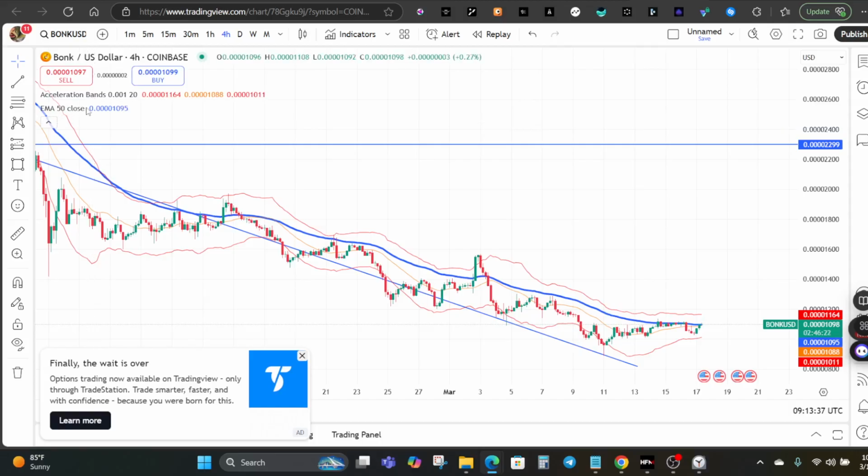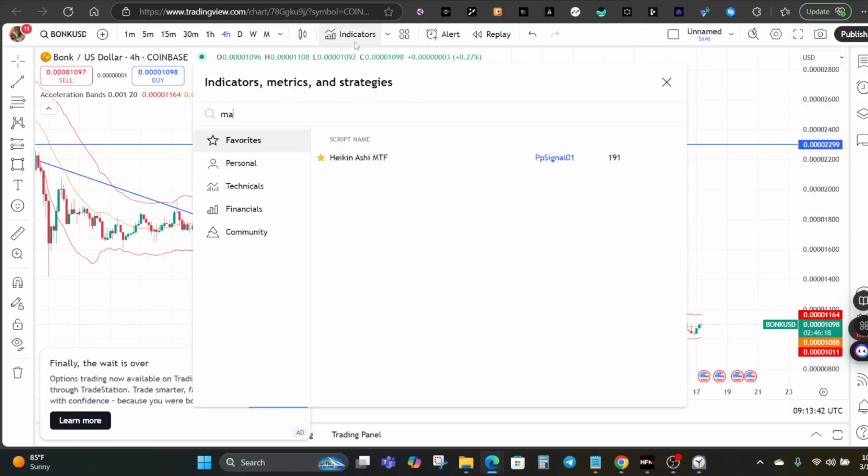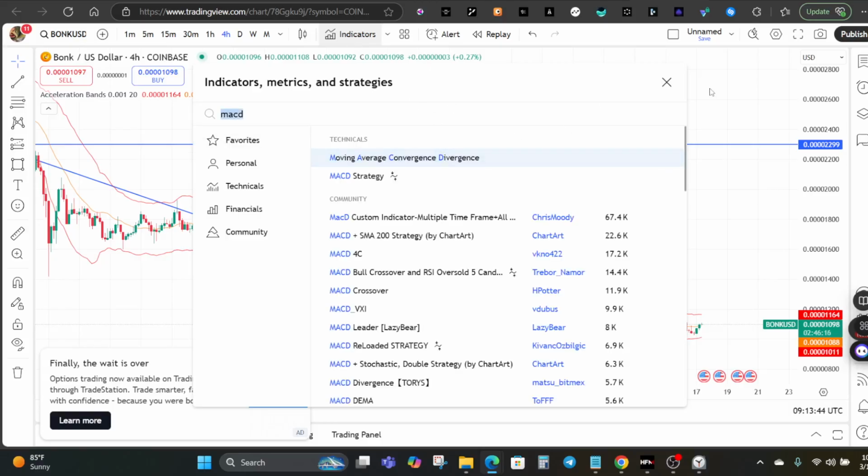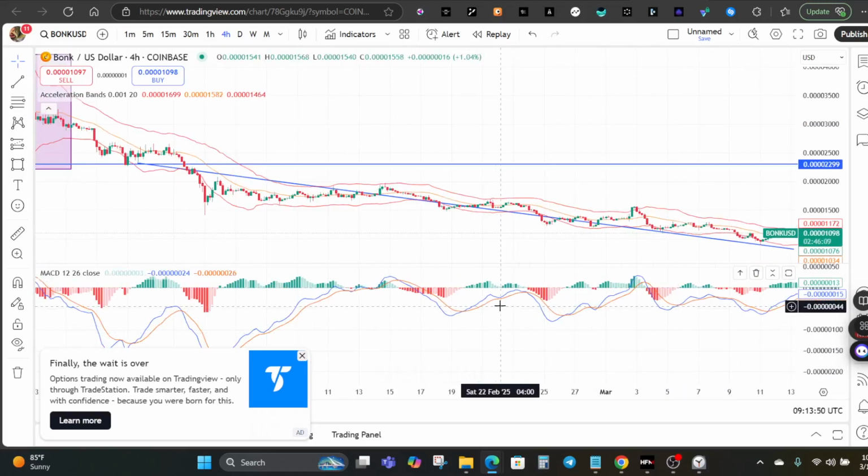You can also decide to pair the acceleration bands indicator with the MACD, the moving average convergence divergence. The MACD is a great tool to confirm momentum shift when price breaks out of the bands, okay?